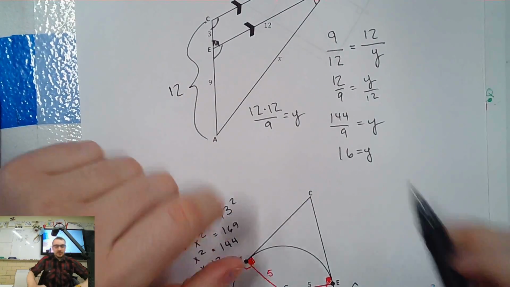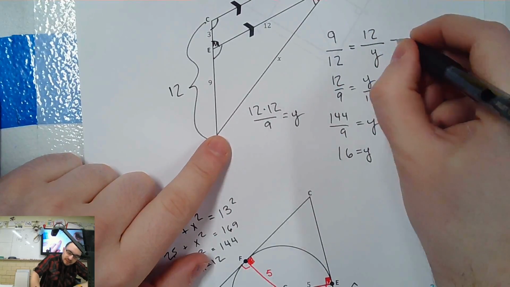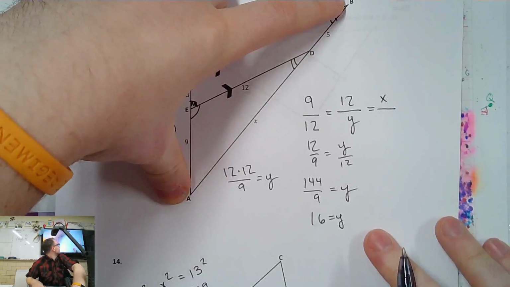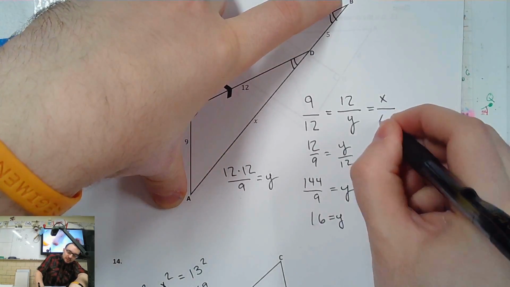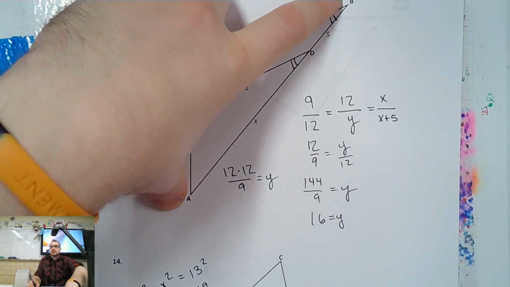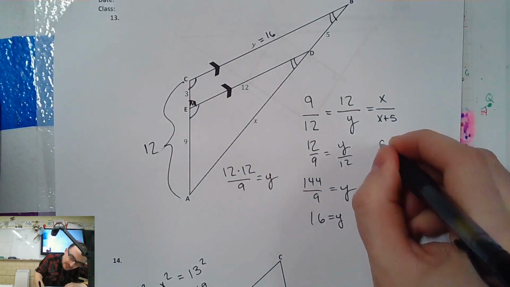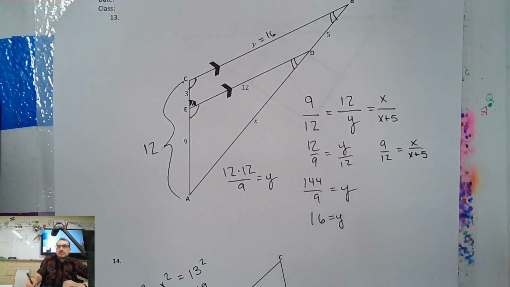All right, how do we figure out x? Well, x is the small triangle side, right? And how long is this whole side here? X plus 5. Thank you, angle addition postulate. So that looks gross, but we can figure it out. Let's use 9 and 12 again. So I'm going to write that 9 over 12 equals x over x plus 5.